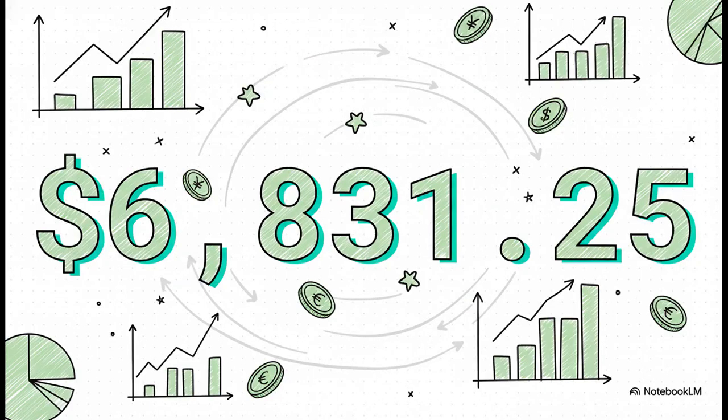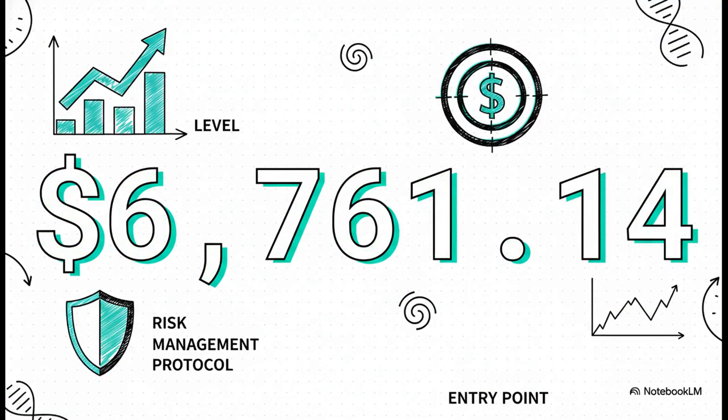The first one, the primary entry level, is M. That was set at $6,831.25. But there was also a plan B, a secondary entry level called PC, which was pegged at $6,761.14. And this isn't just a random second chance. The documentation is clear that this is a built-in part of the system's risk management.